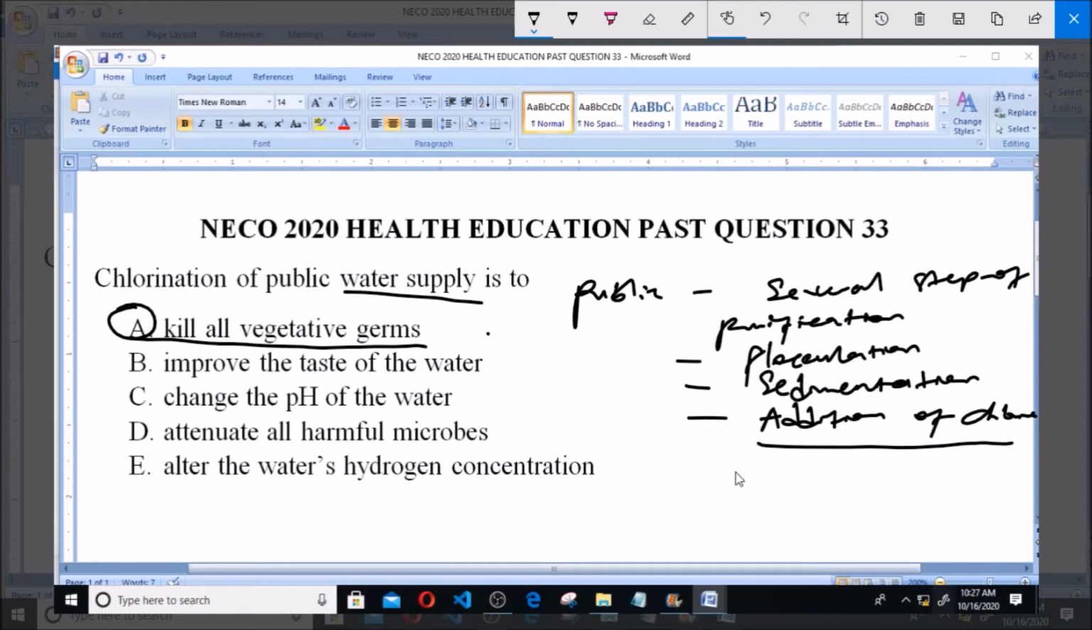Now after this chlorination, the next is then the regulation of the pH of this water by adding calcium oxide. Now this calcium oxide helps to neutralize the pH of this water, which is also to alter the water's hydrogen concentration or change the pH of the water. Then after that, other elements like fluorine and iodine can be added to improve the taste and quality of this water. But the purpose of chlorination or addition of chlorine is to kill vegetative germs, which is option A.